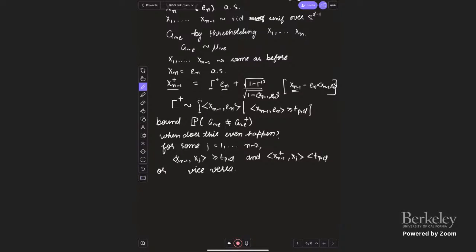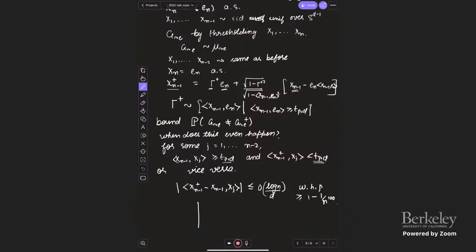Via the same coupling argument and concentration of measure inequalities, we can show that the norm of (x_{n-1}^+ minus x_{n-1}) times x_j is less than or equal to log n over d, with high probability. By high probability, I mean at least 1 minus 1 over n to the 100. So these are very close to each other, and one of them has to be above the threshold and one has to be below the threshold.